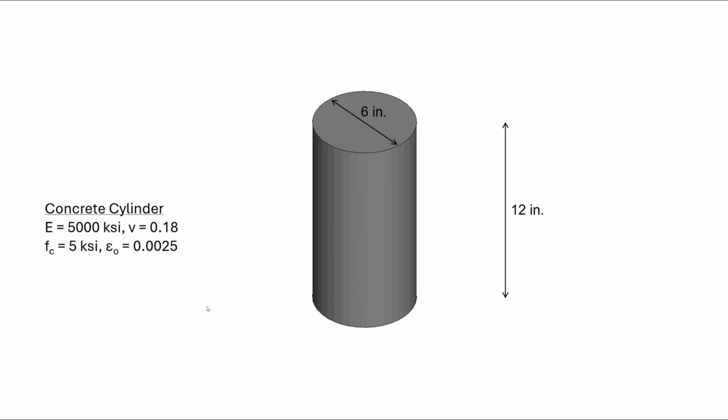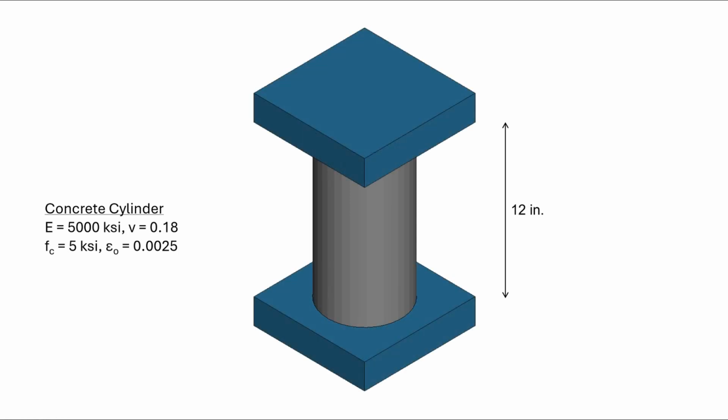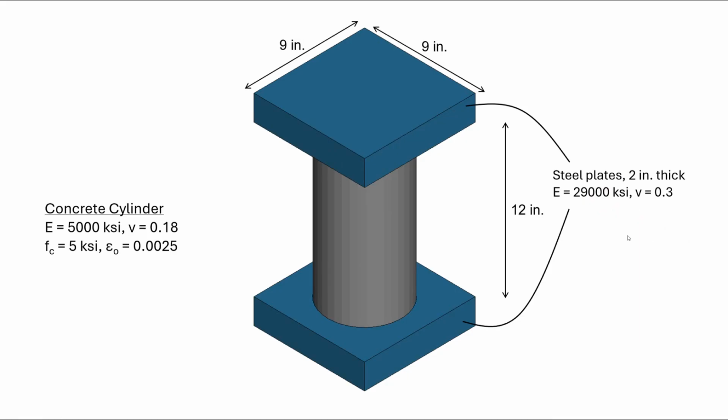So this cylinder is actually placed in between two steel plates. Each of these plates is 2 inches thick, and they are made of linearly elastic steel, having an elastic modulus of 29,000 ksi and a Poisson's ratio of 0.3. And these plates have a square, let's say, plan configuration with a dimension equal to 9 inches.